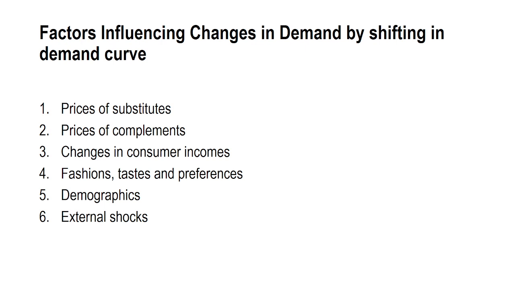Factors influencing changes in demand by shifting the demand curve. Until this moment, we know that the most basic factor that leads to a change in the amount of demand is price. If we have price on the y-axis, or vertical axis, and quantity on the x-axis, or horizontal axis, and the demand curve has this declining shape, whenever the price increases, the quantity decreases.